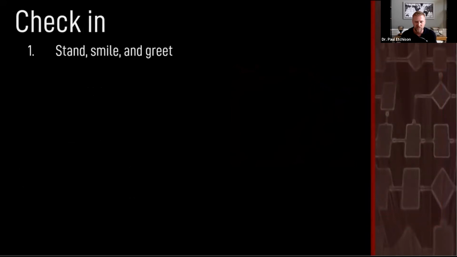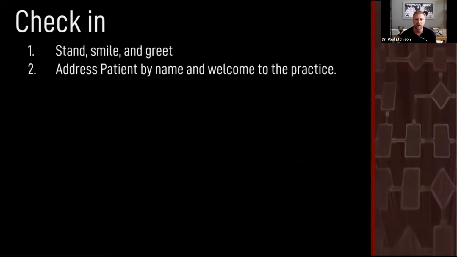Check in. This is our movement sequence. You've got to stand, smile, and greet the patient. You're going to stand up and say, hello, Mrs. Jones. You're going to welcome them and address them by their name, even if we've never met them before. You should be taking pictures of all your patients. The way we do it at my practice is we scan their license for insurance verification, and we just crop their license picture. But if it's a new patient, we don't know who it is.